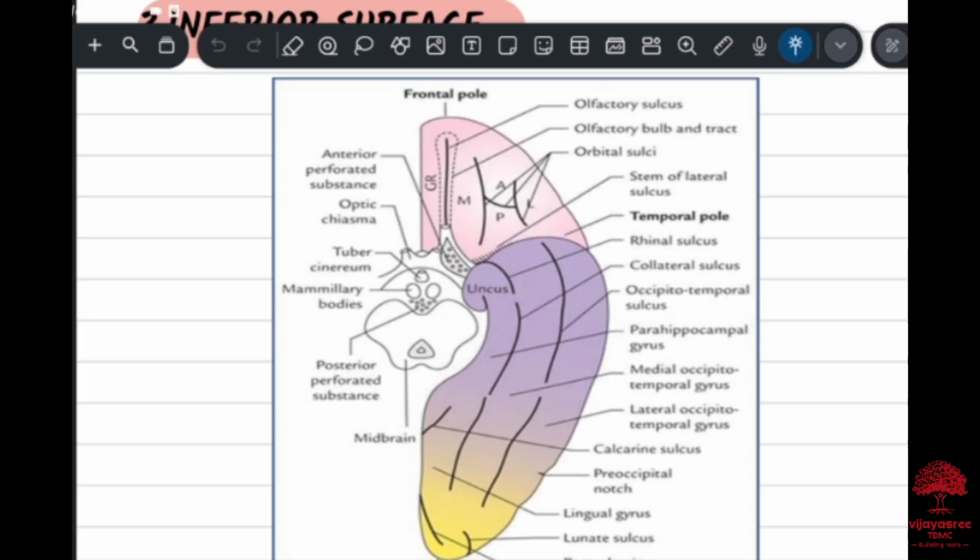Then comes the insula. The insula is a part located deep within the lateral sulcus, covered by the frontal, parietal and temporal opercula. The functions are mainly taste, visceral sensations, pain perception and autonomic regulation.